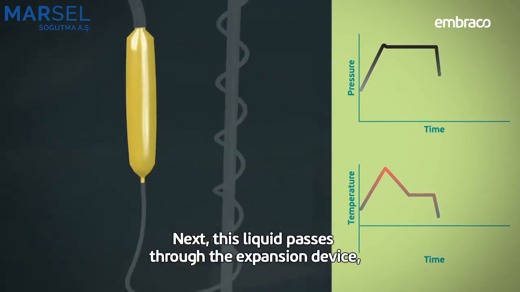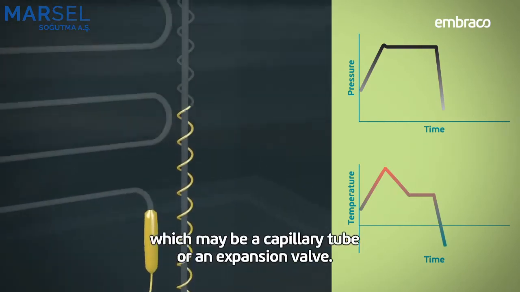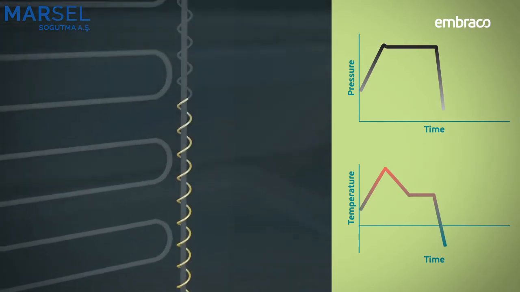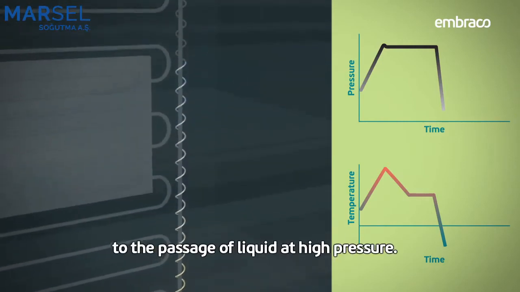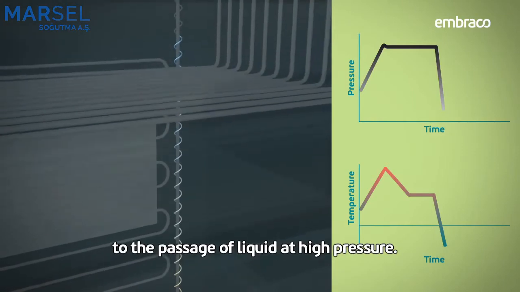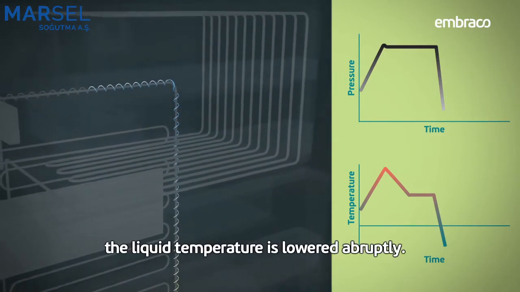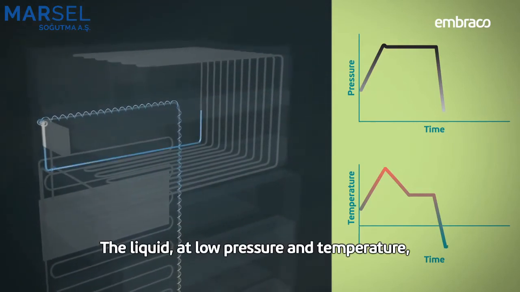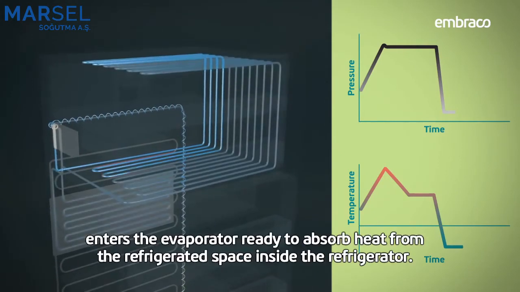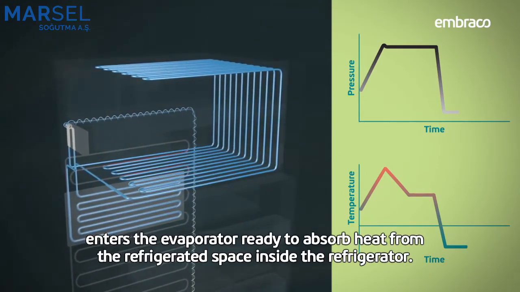Next, this liquid passes through the expansion device, which may be a capillary tube or an expansion valve. The function of this device is to create a resistance to the passage of liquid at high pressure. During this process, known as expansion, the liquid temperature is lowered abruptly. The liquid, at low pressure and temperature, enters the evaporator ready to absorb heat from the refrigerated space inside the refrigerator.